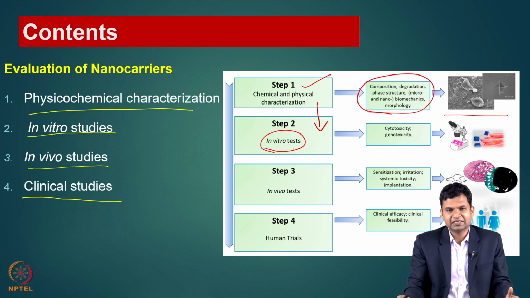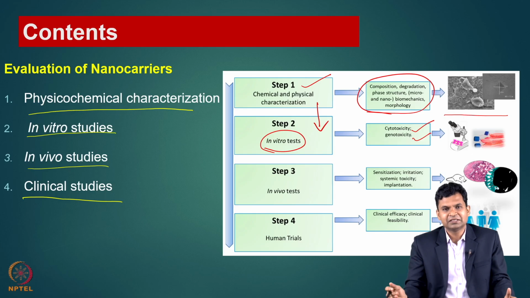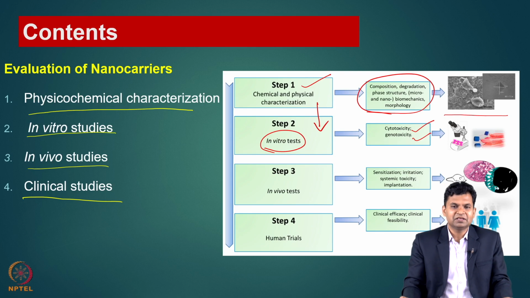In in vitro tests, typically we look at drug release and stability studies, and also some activity studies. Some examples are cytotoxicity and genotoxicity, and if you want to prove some activity, for example anti-cancer activity, or if you want to prove your material is showing antibacterial activity, such studies can be performed in in vitro tests.